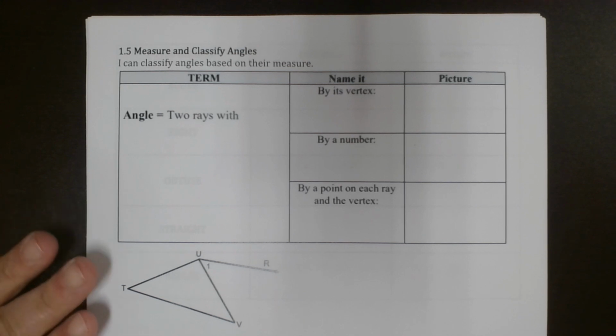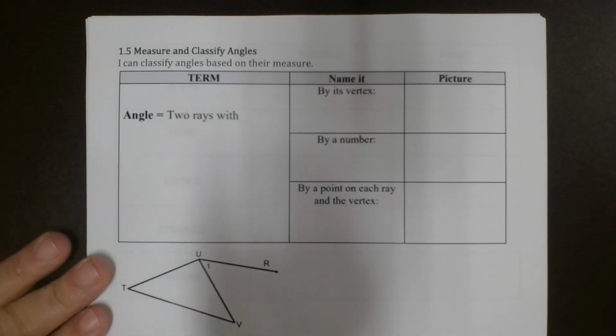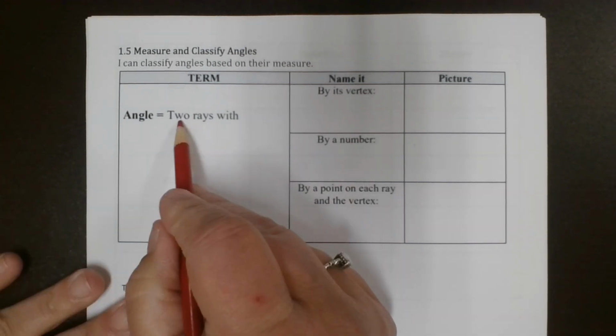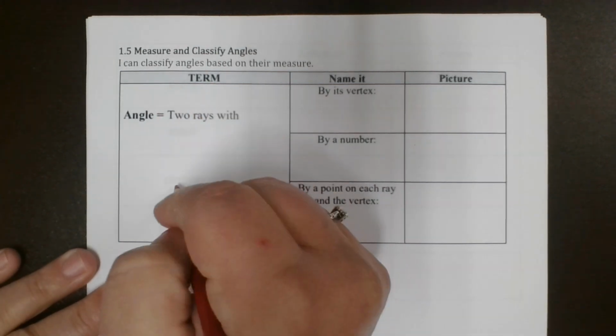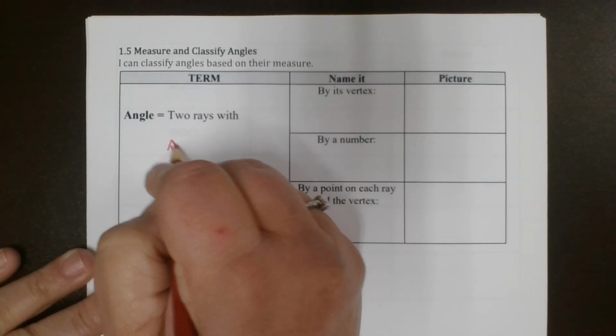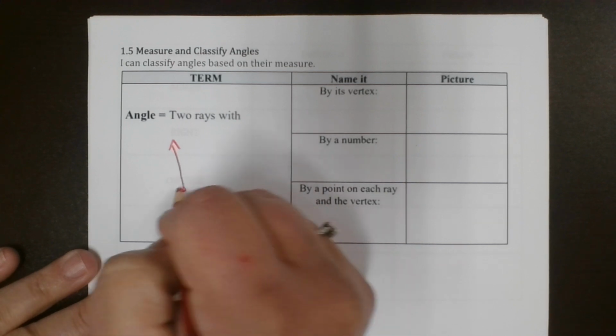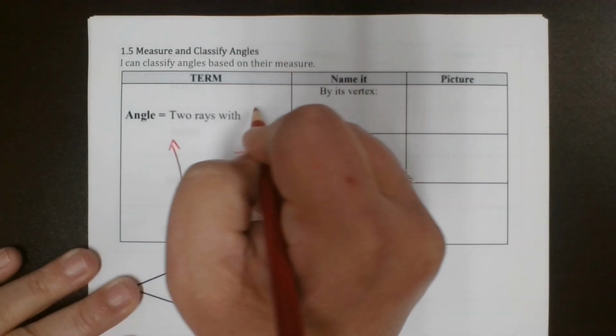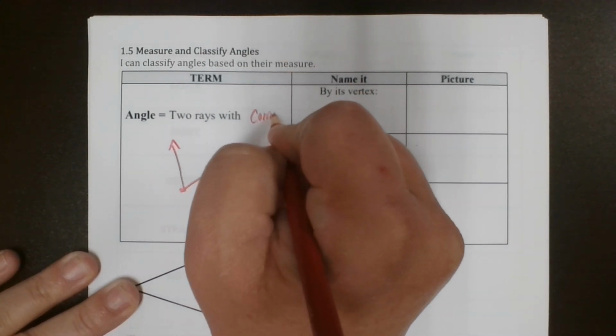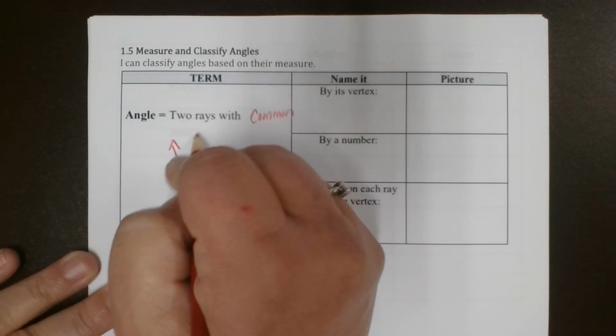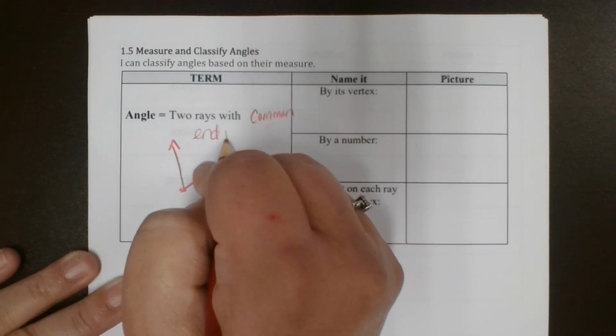So let's start with defining an angle. An angle is two rays. That's a ray, remember, it starts here, with a common endpoint. That's what an angle is.